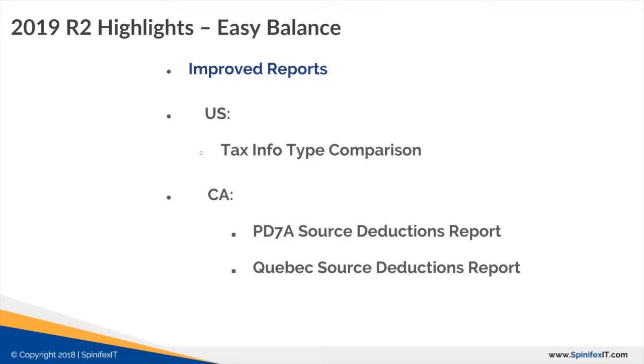And then the change for the Canadian Easy Balance product is in regards to the summarizing of tax data based on tax registration numbers. For the federal level PD7A source deductions report, the 4-digit account number following the characters RP will now be included as the registration number. And for the Quebec version of the report, the amounts will be summarized according to Quebec taxation ID number rather than that federal registration number.